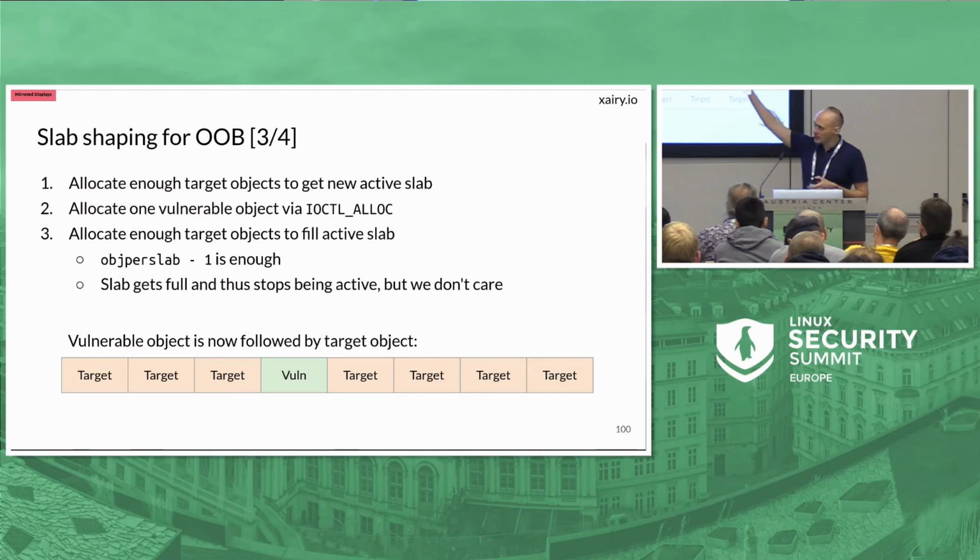And then, of course, maybe a new active slab is going to be created and some of the target objects will spill there. But we don't care about that. The thing that we care about is that we fill our new, old active slab with the target objects.